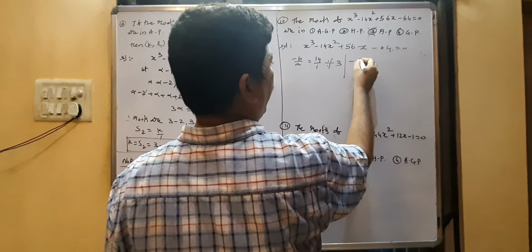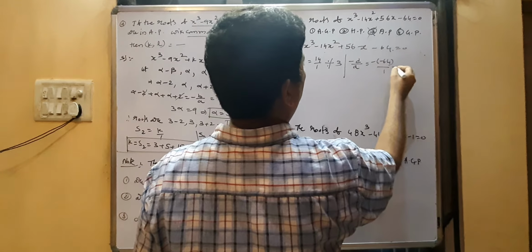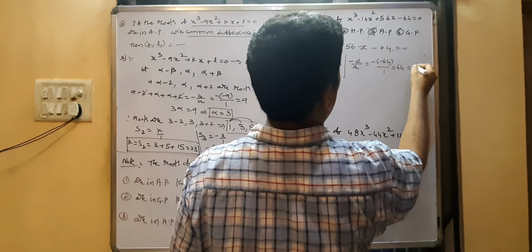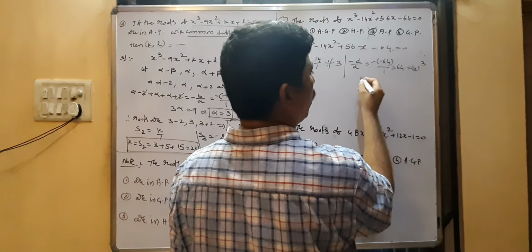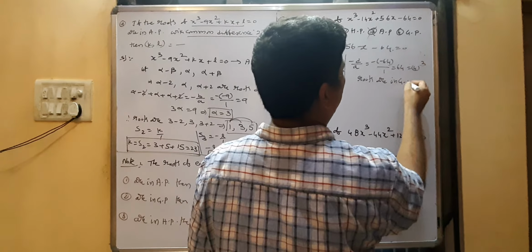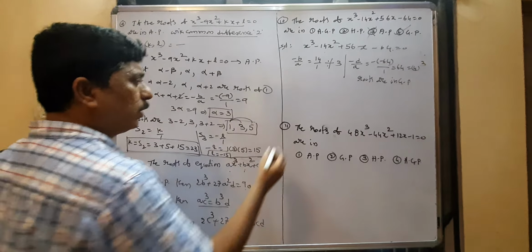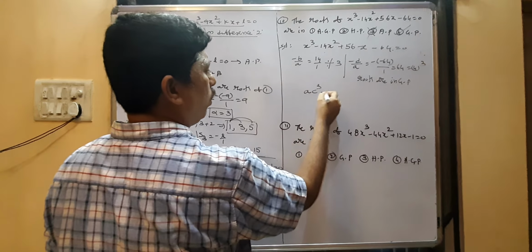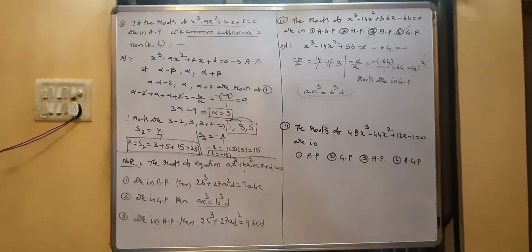Minus d by a value, that is minus of minus 64 by 1, that is 64. That is 4 cube, which means it is a perfect cube. It is a perfect cube means obviously roots are in GP. If you want, you can check the condition: ac cube equal to b cube d is satisfied.